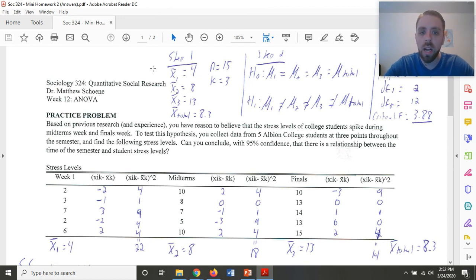Okay, so that's all listed right up here in step 1 of what do I know? X bar 1 equals 4, X bar 2 equals 8, X bar 3 equals 13, X bar total equals 8.3. I also wrote down my sample size, which is 15, n equals 15, and my number of groups, k equals 3. And that right there is all I need to get started.